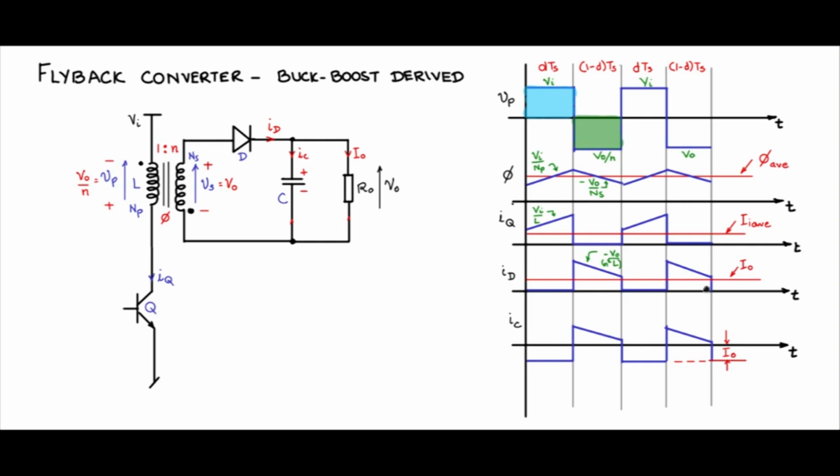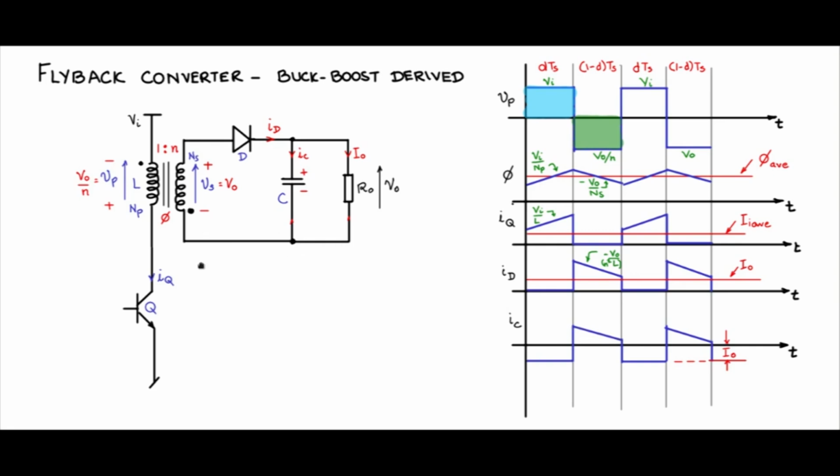The average of ID will be I naught, like before in the case of the buck boost converter. The current wave shape of the capacitance will remain unchanged, the same shape and amplitude, because in the output portion we have not changed anything.